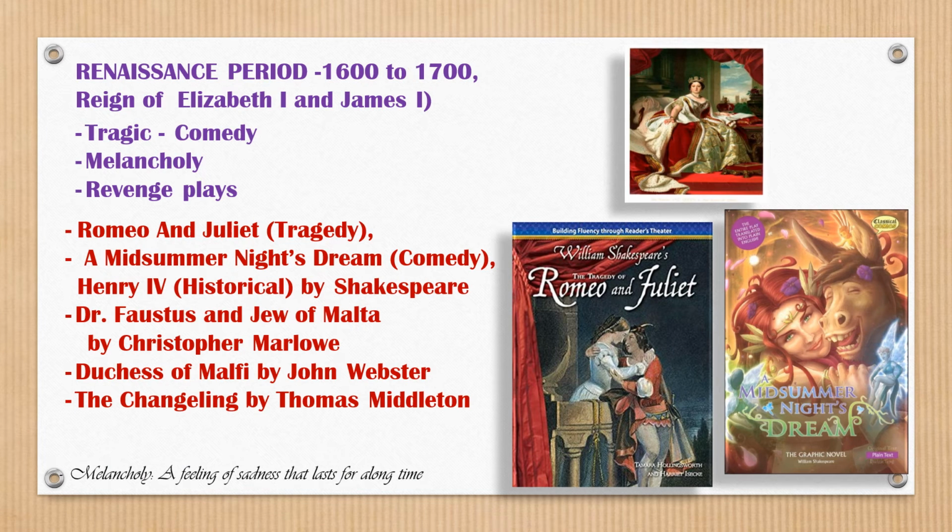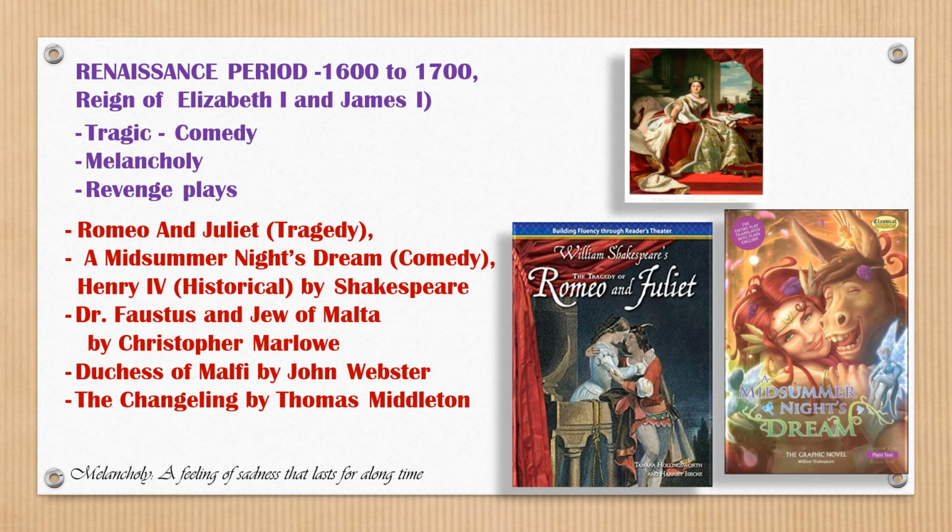Let's see what type of dramas were written during the 1600 to 1700 century. The style of writing during this century was tragedy and comedy, melancholy, that is a feeling of sadness kind of dramas, or revenge plays were written and performed.